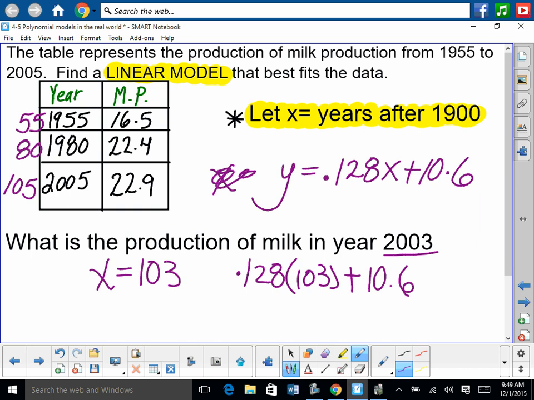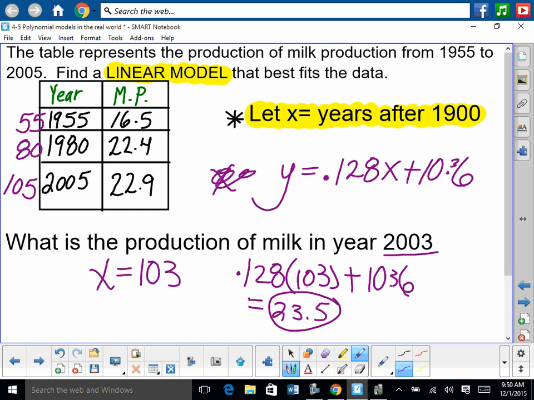So what was the production of milk in the year 2003? It's 10.36. You type it in. Like 10.36. Okay, thank you. So type it in for me. What do we get? We're plugging it in for x. What do we get? 23.5. Okay, awesome. 23.5. So our answer is 23.5.